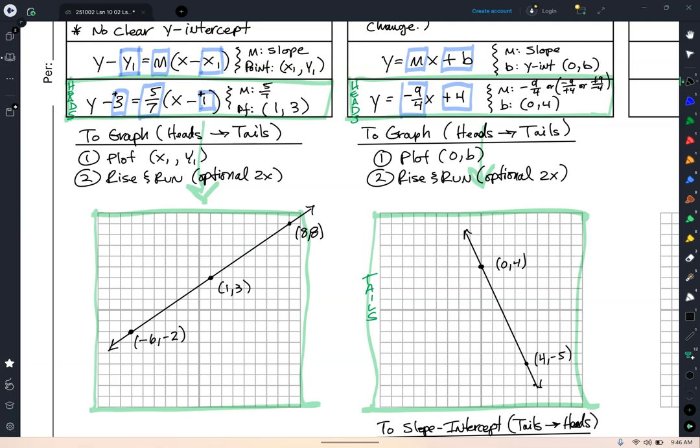That's pretty easy, right? It's just being able to pick that point out of the equation and making sure that you have your slope. You get a point and you rise and run. So it's a lot like y-intercept, except you don't have the y-intercept. You just have another point, right?